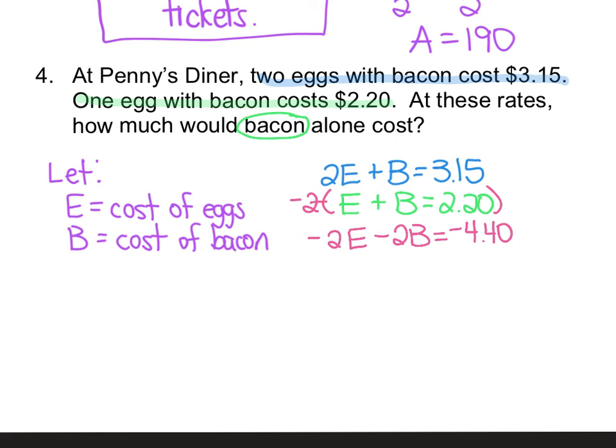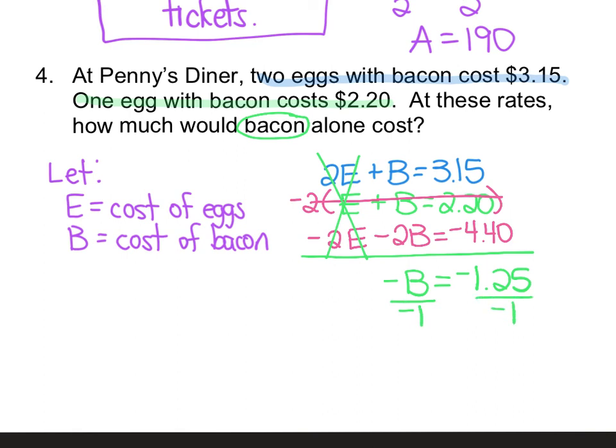So I'm not looking at that one right now. So now I just want to add. I'm going to eliminate my E. B minus 2B is negative B. 3.15 minus 4.4 is negative 1.25. Obviously, we can't have negatives. If we divide everything by negative 1, we can see that bacon would be $1.25. So we can say the bacon costs $1.25.